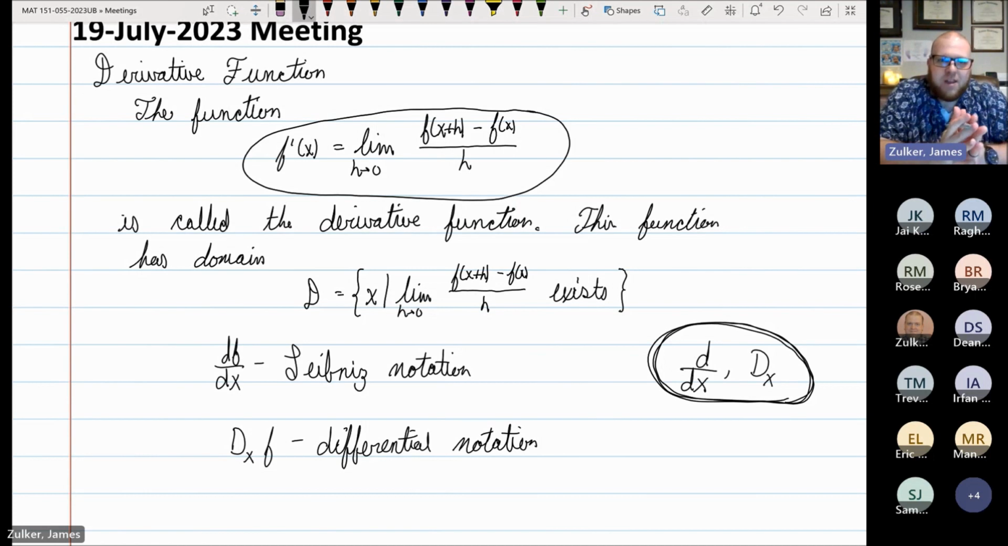Well, it is just a derivative. However, generally speaking, when we talk about derivatives, if you're asked to find a derivative, it's usually implying that you want the derivative function. So I follow that convention as well. Well, I'll say find the derivative when I really mean to say find the derivative function.